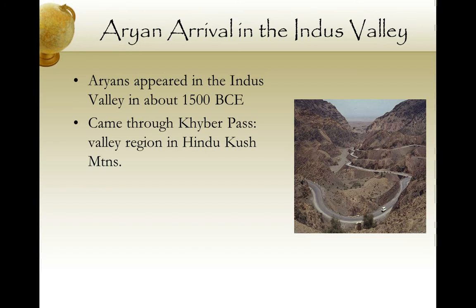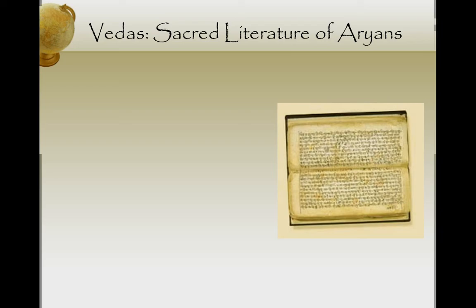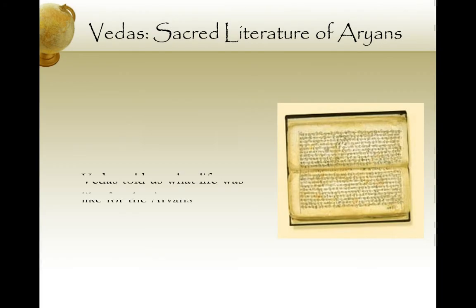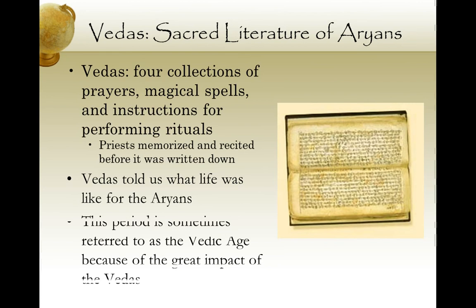So when the Aryans show up, they come through the Khyber Pass, like I said, and they end up positioning themselves as sort of dominant in the region. We have the development of Rajas, local warlords essentially, who seize power, but we don't have a lot of archaeological records of their civilization. What we do have are the Vedas. So the Vedas become one of the primary texts, like I said, of Hinduism, and they tell about this arrival of the Aryans in India.